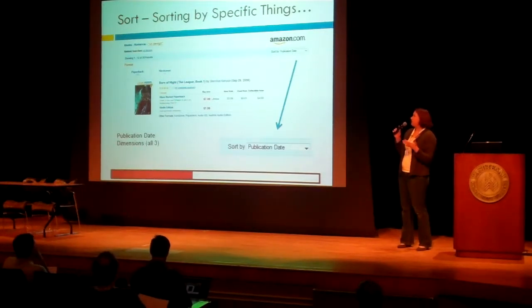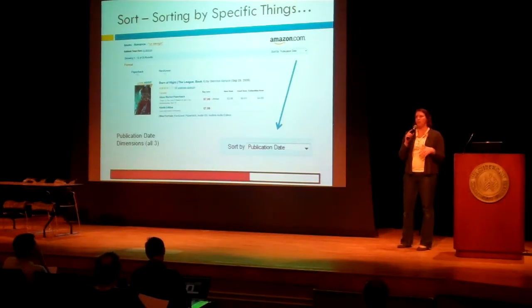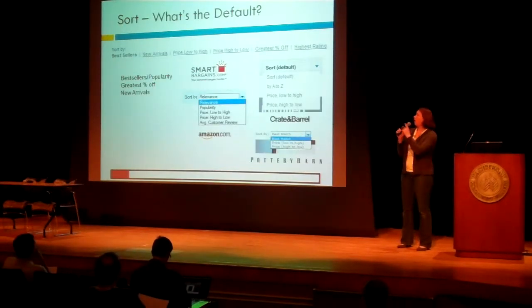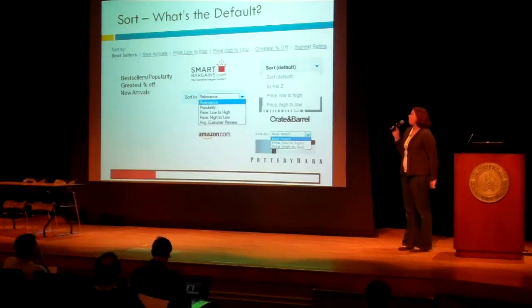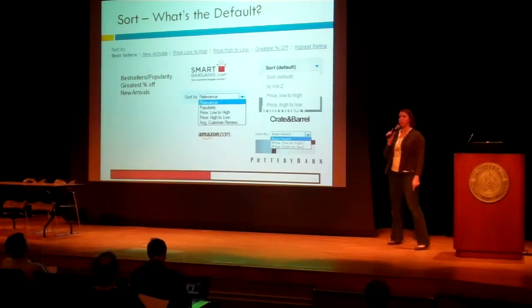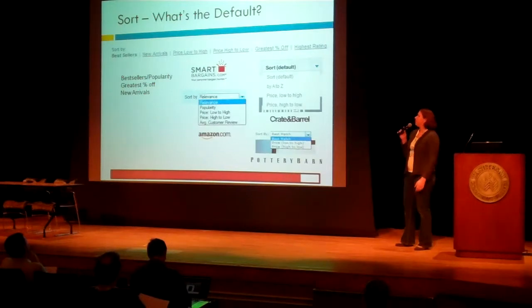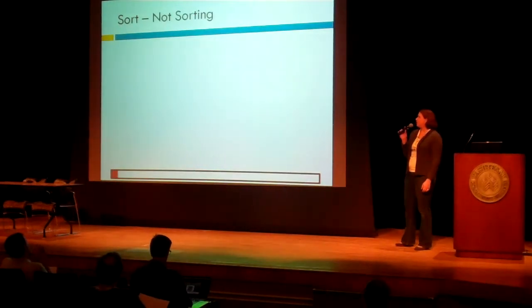Sometimes you can sort by very specific things. So if you're doing books, you might want to sort by publication date. If you're doing computer monitors, you might want to sort by the size of the monitor. I'll have to talk about that one after a bit. Default. What do things default to? Well, Crate and Barrel defaults to something called sort default. Don't know what that is. Some best match, some relevance, some best sellers. There are a lot of different ones that they do.